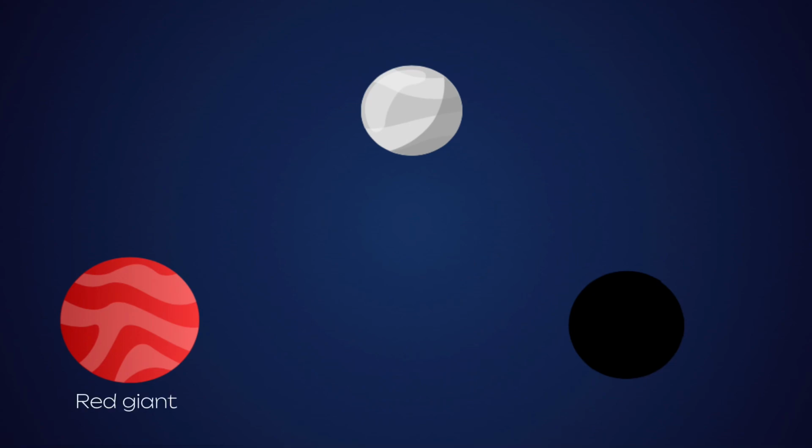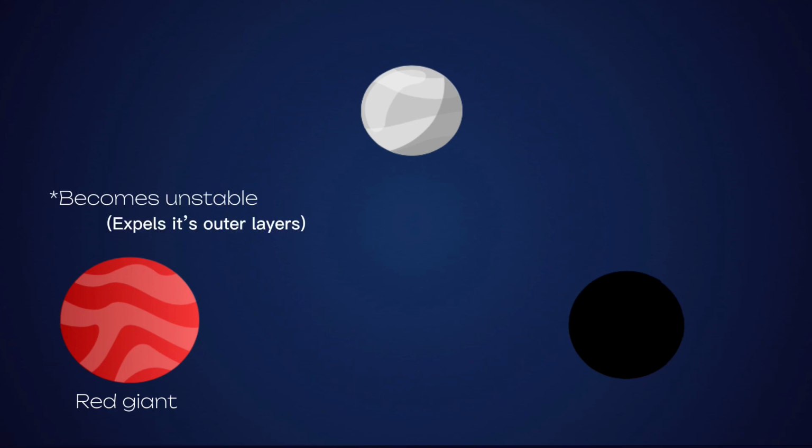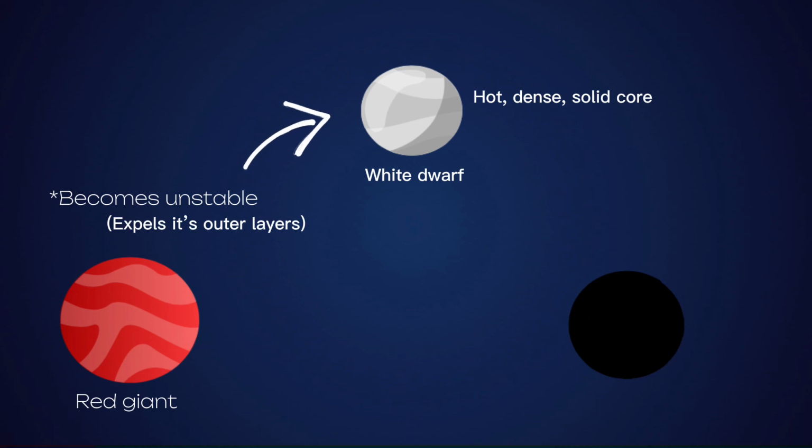First, the red giant. After a relatively short time, the red giant becomes unstable and expels its outer layers of dust and gas. This leaves behind a hot, dense, solid core which doesn't do any nuclear fusion. We call it a white dwarf, because it gives off a lot of light, so it appears white, and is relatively small.